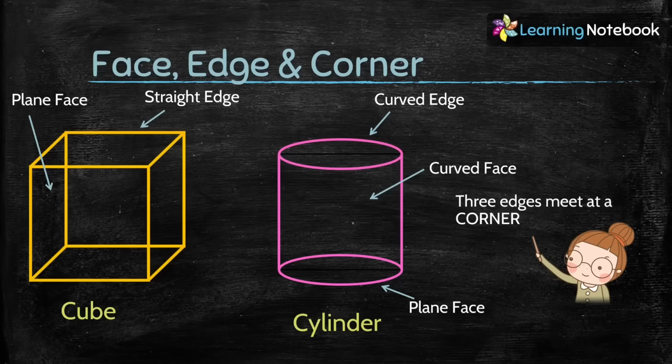Now, what is a corner? Three edges meet at a corner. Therefore, as you can see in this cube, three edges are meeting at a corner. So this was about face, edge and corner of a solid shape.